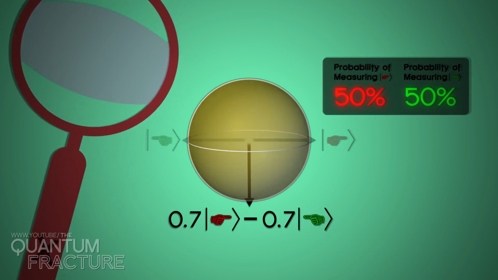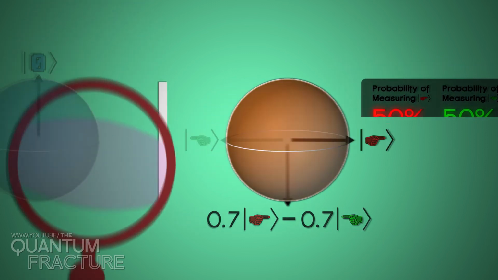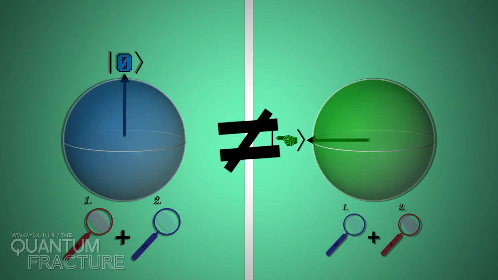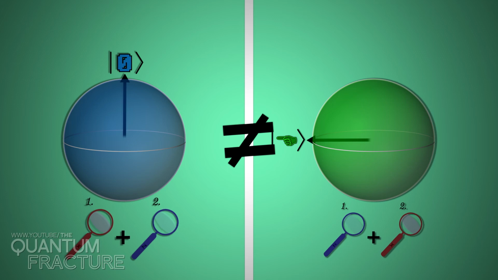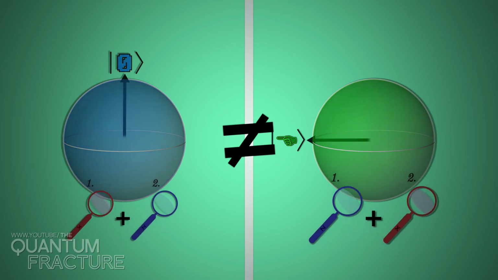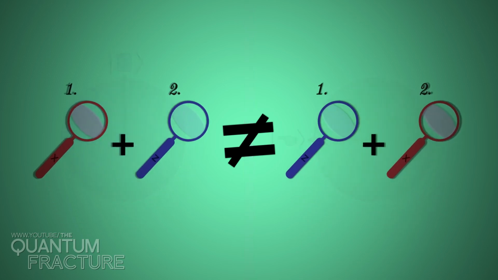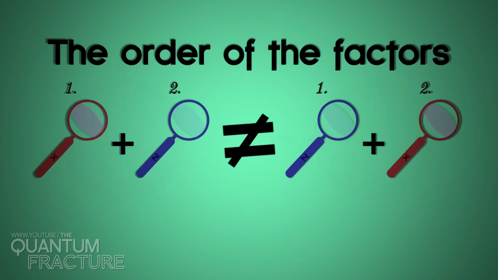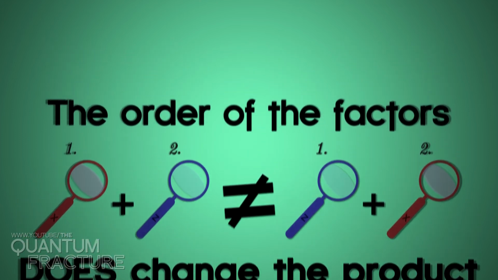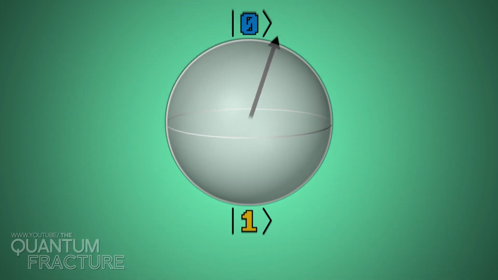It's 50-50 once again. Besides, the final state at which we arrive measuring first in x and then in z is not equal to the one we get when measuring first in z and then in x. This is one of the most dangerous things about quantum physics. Suddenly, the order of the factors does change the product. This is precisely the seed from where a famous principle rises.